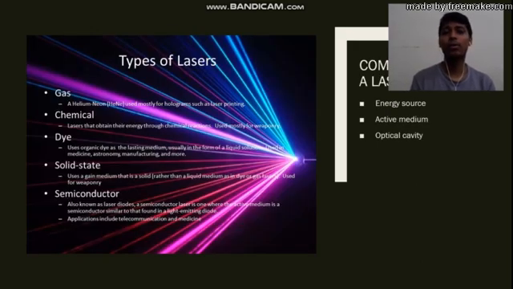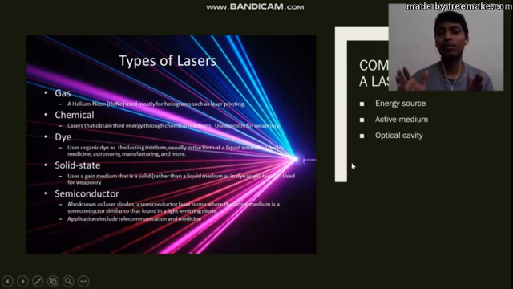So let us at last look at the components of laser, the types, the uses, and so on. The basic components of laser are energy source, active medium, and optical cavity. Energy source is any source that is able to excite the medium for laser production. Active medium is the medium which gets excited and in which the atoms can move from lower energy level to higher energy level, and then by stimulating them, they can move from higher energy level to lower energy level and form laser beams.